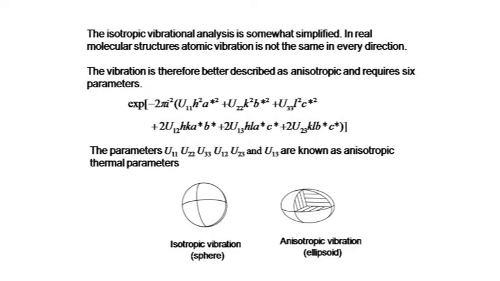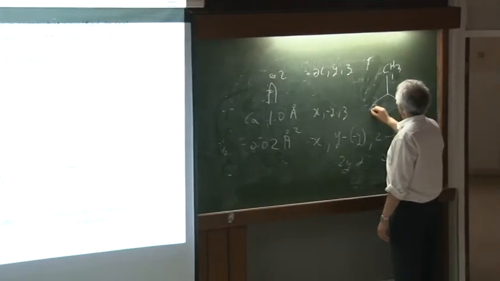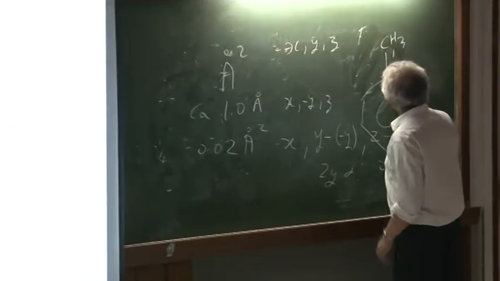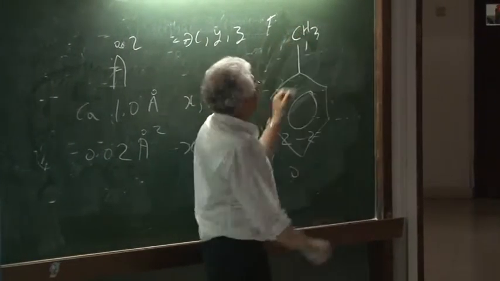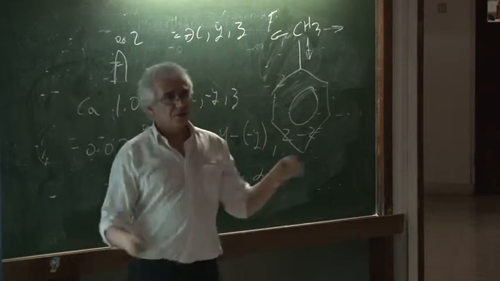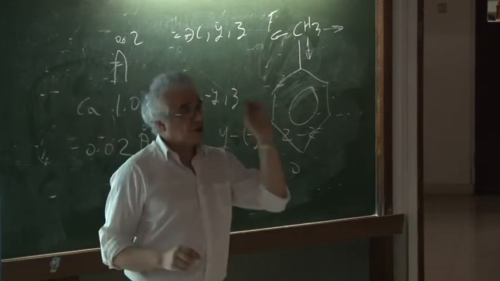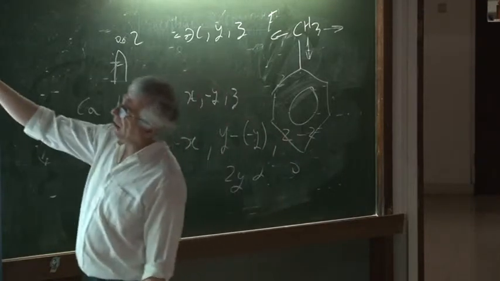In a typical single crystal structure, you wouldn't assume atoms are like this. For example, if you have a methyl group attached to an aromatic ring, this methyl group is going to vibrate much more in this direction than it is in this direction. So there's much more vibration this way. So it's not isotropic, and so what we then use is an anisotropic vibration.